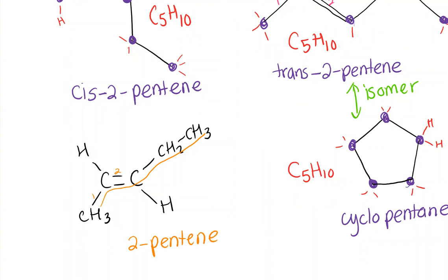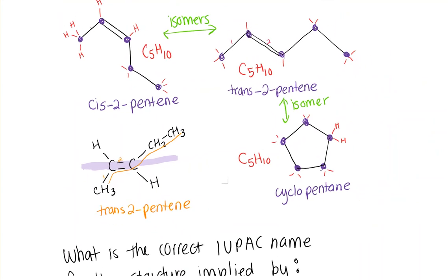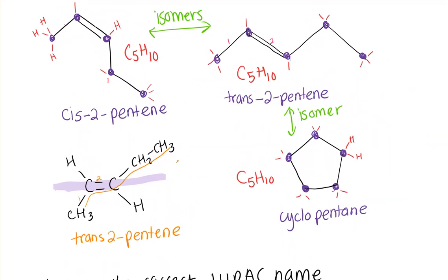And is it cis or trans? So to decide, I go through the double bond like it's a river. It's extended out. And these are on the opposite sides. The carbon groups are on the opposite sides, so this is trans. So since I came up with the same name, these are really the same compound, just drawn different ways. We might say they're conformers.